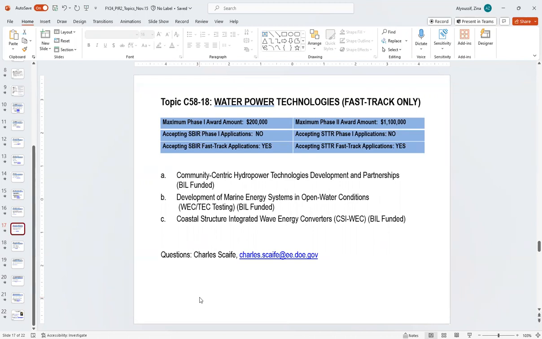Basically, we have two main topics in WPTO. Topic 18 is for fast track. These are projects that are funded through the Bipartisan Infrastructure Law, and all three topics are focused on developing technologies and testing them in the water. The first is for community-centric hydropower development. The second is for developing and testing marine energy systems in open water conditions. And the third is for coastal structure integrated wave energy converters. Again, we are only accepting fast track applications for all three of these.